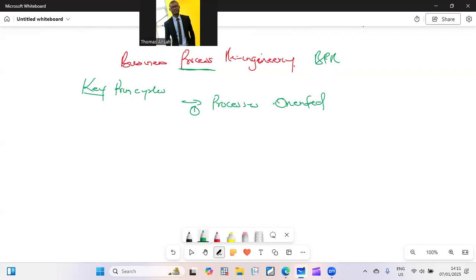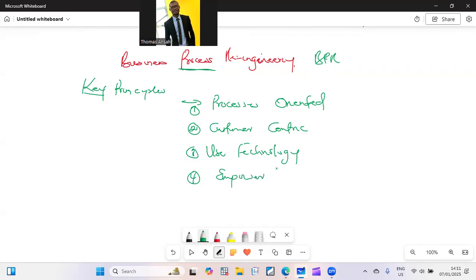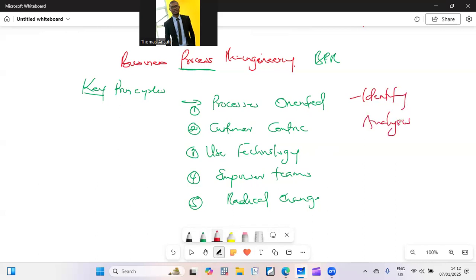Then it is customer centric. Make sure that what you are doing is because of your customers, so that at the end of the day, when they are happy, you get more. We use technology. And the essence is to empower your team members. These are the principles, and you bring about a radical change. If you want the radical change, this is what you do in your offices. So the steps are that you find those processes in your office that need re-engineering. You analyze them, then you improve them. So identify the process, analyze the process, and ask: should I bring in technology?